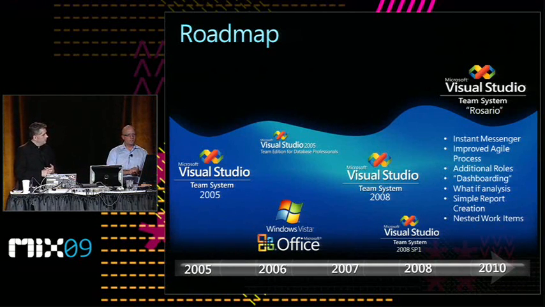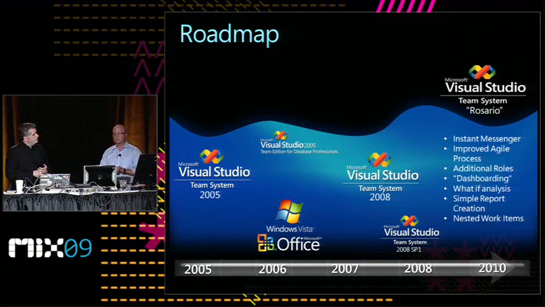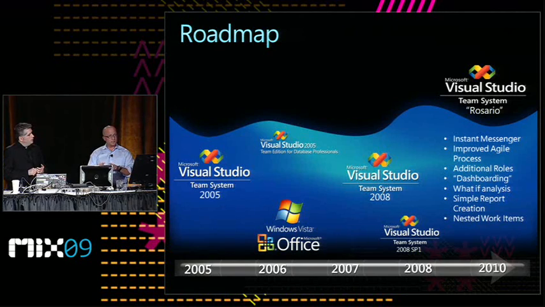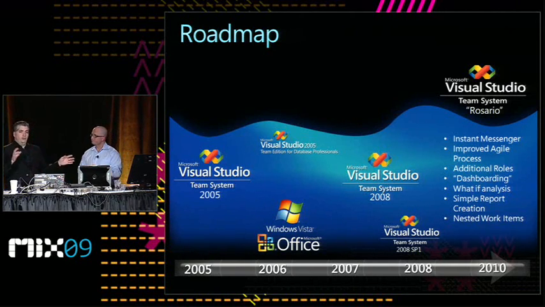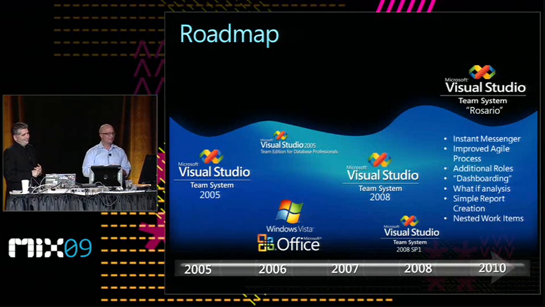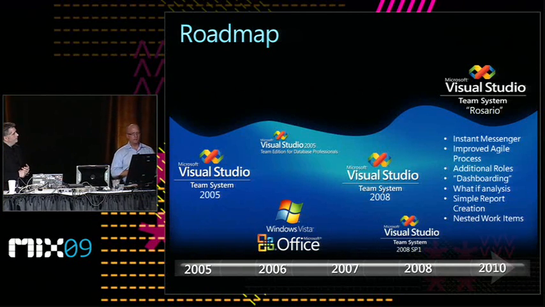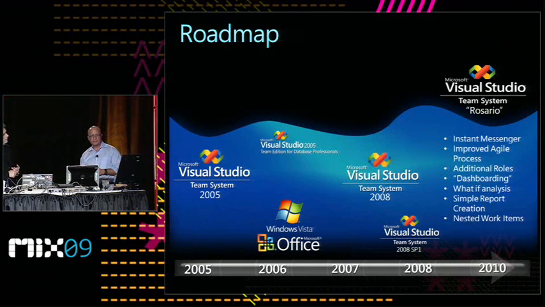So what's happening tomorrow with Codename Rosario is the next version of Team Foundation Server and Team System. We're going to have built-in instant messenger support, which is great for agile teams that want to talk to somebody right away, right from TFS, right from Visual Studio. And let's equate tomorrow to the future, not literally tomorrow. Yes, Thursday, not literally tomorrow, okay. Yes. So we're going to have an improved agile process. We have MSF for Agile. We're going to improve on that with a slightly modified template.